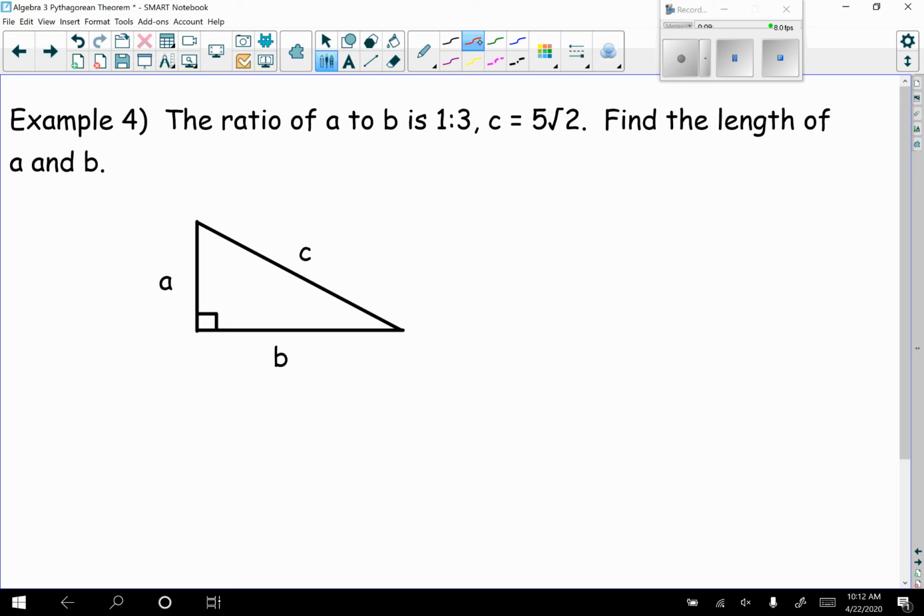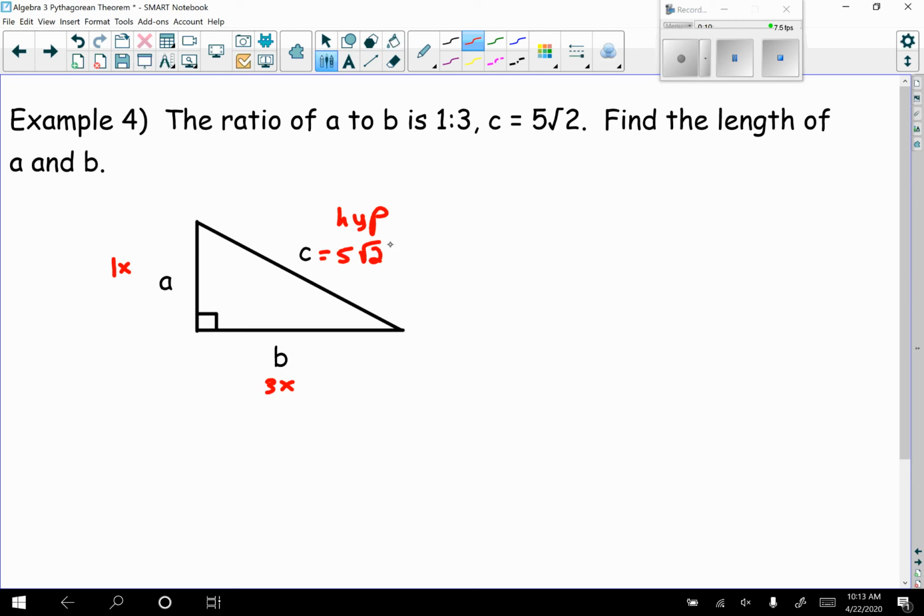All right, so here it says the ratio of a to b is 1 to 3. So I'm just going to call a 1x or just an x. I'll write the 1 out though. And then b is going to be a 3x. Now notice a and b in this case are both the legs. So c is the hypotenuse, and it's also equal to 5 radical 2.